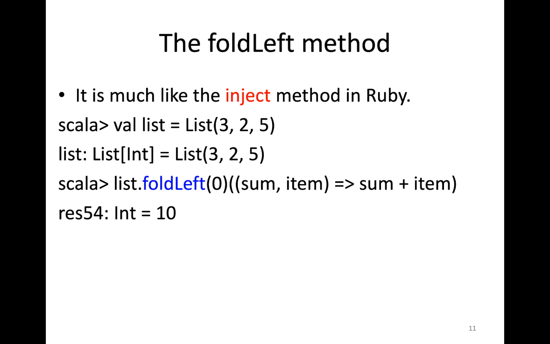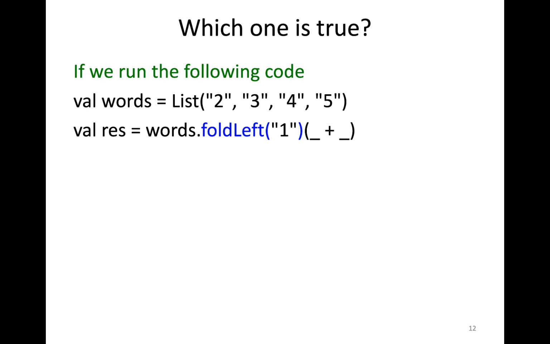That is the concept. Another example, so not only numbers we can fold, we can also fold strings. So here in this collection we have 4 strings. If you say fold left starting with 1 as the result and the concatenation operation, plus for string means concatenation, it will start with 1 and then concatenate all other items in the list together. So the ultimate result will be 1 2 3 4 5.